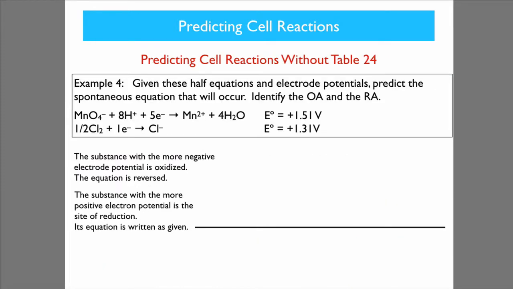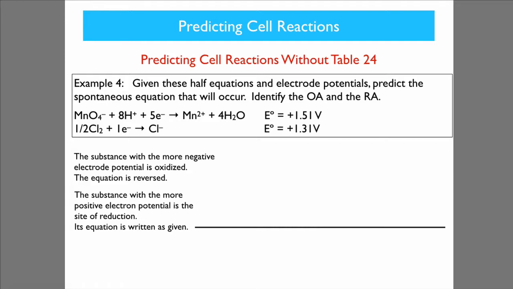What about this one here? We've got half equations and electrode potentials given. They're not on the table. We're going to predict the spontaneous equation that will occur, and we're going to identify the oxidizing agent and the reducing agent. Okie dokie.